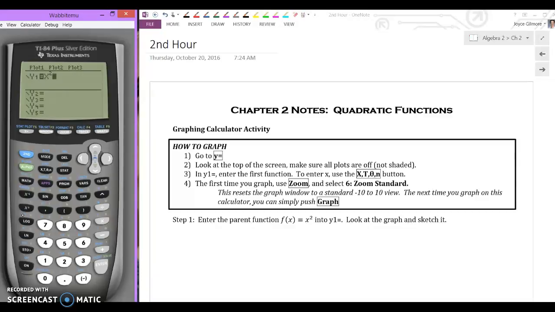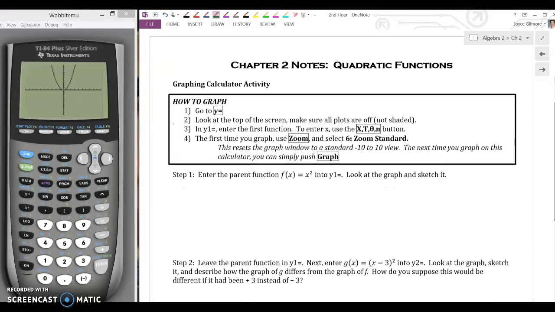The first time you grab a calculator, especially if you're using one of my calculators and not your own, you don't know how this calculator was used previously, so the window may be completely screwed up on the graph. To make the window a standard -10 to 10, -10 to 10, push the zoom button and then number 6. Zoom 6. Zoom button is the middle button at the top of the calculator. And then you push number 6, which says Z standard. Zoom standard means it zooms your window into a standard -10 to 10 on the x-axis, -10 to 10 on the y-axis.